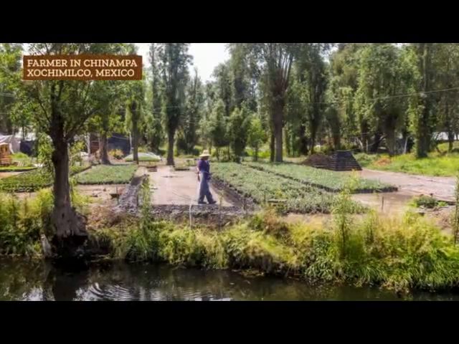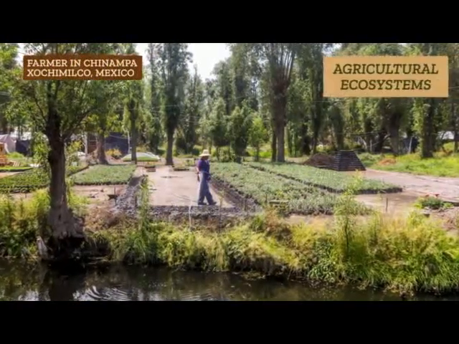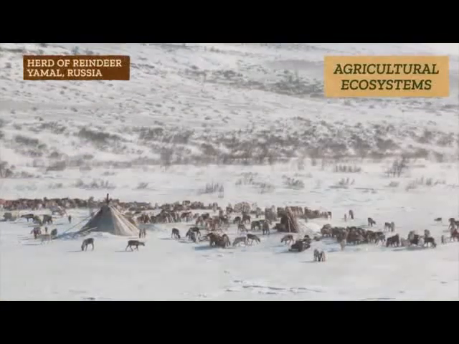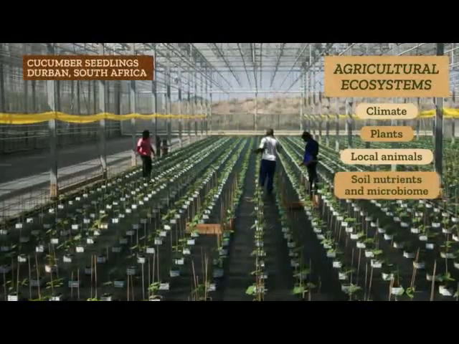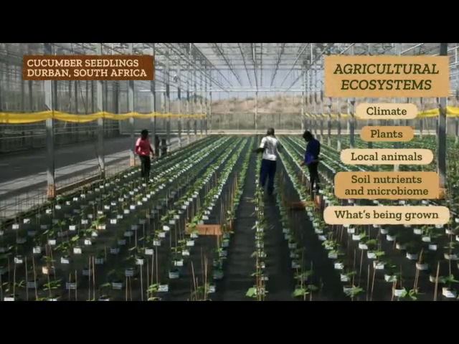Like we saw last time, foods have been domesticated pretty much everywhere because hunger and access to food is something we've been trying to figure out forever. So over the millennia, every region on Earth has developed its own successful agricultural ecosystems, which are the complex system of climate, plants, local animals, the soil's nutrients and microbiome, and whatever's being grown in all of that.